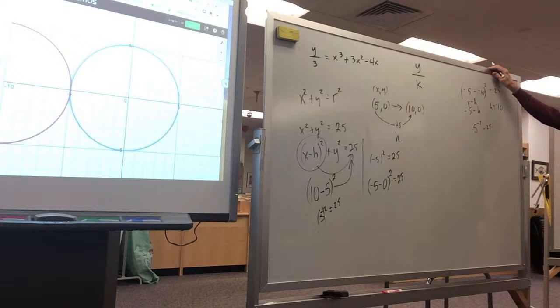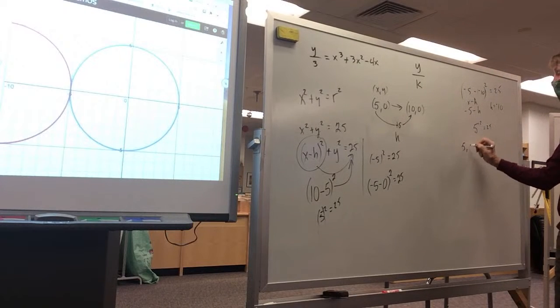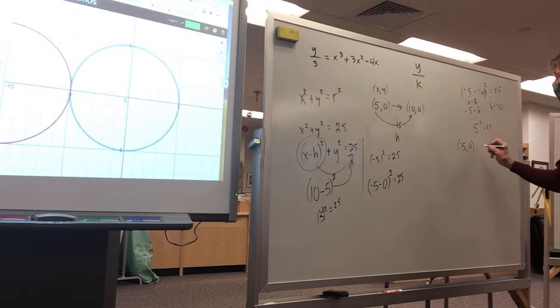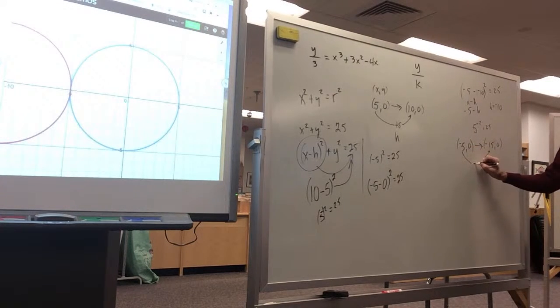Yes. But the shift of the point goes from negative 5, 0 to negative 15, 0, because this is a movement of 10 in a negative direction, which is our h value. Right, because the radius doesn't change.